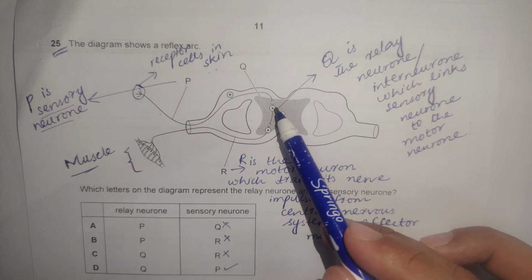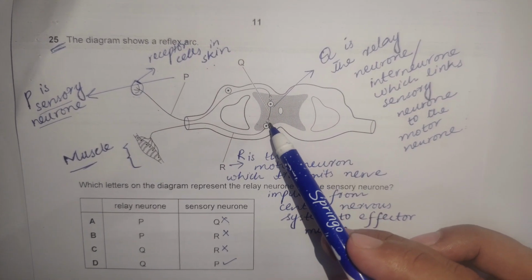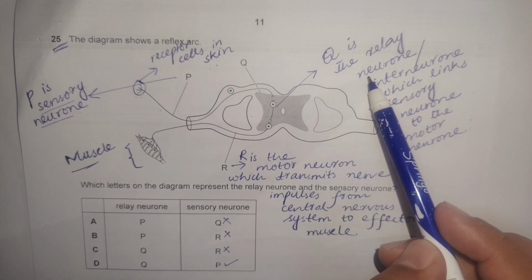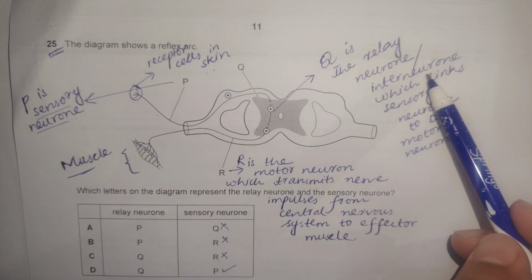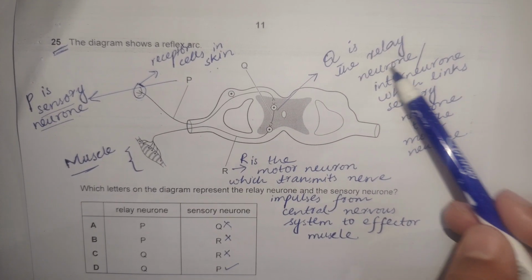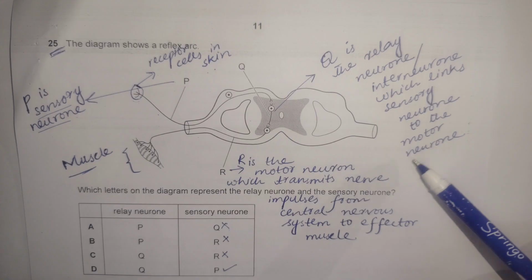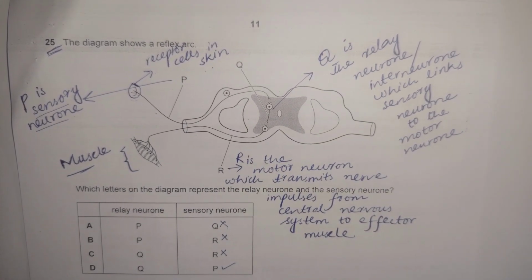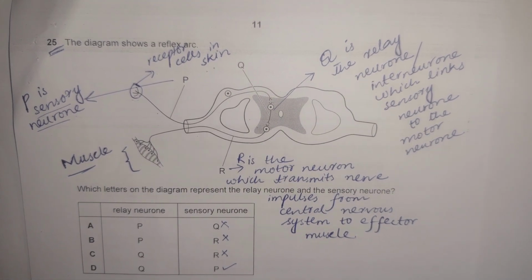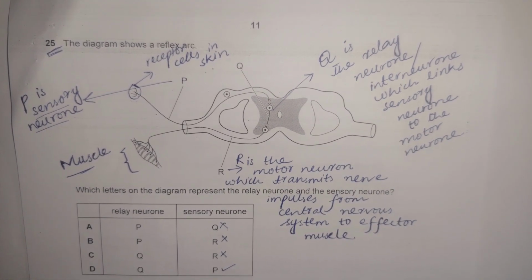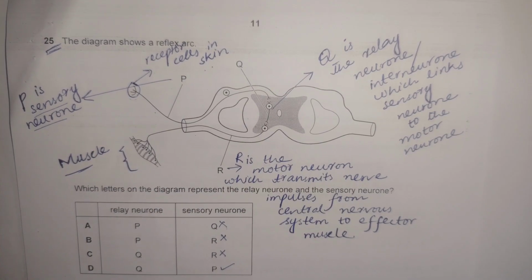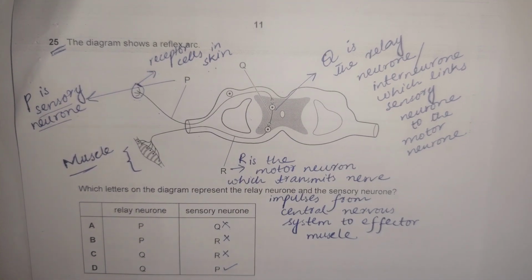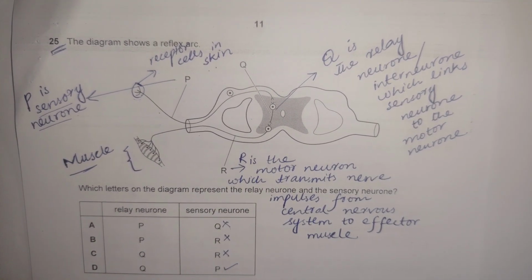Q. If you see that this has been disconnected from here and also disconnected from here, so Q is the relay neuron, or interneuron, because relay neurons link sensory neuron to the motor neurons. All of this information students learn when they are understanding the concepts in the book. If you want to learn those concepts, you can write in the comment section and I will teach you in detail, and you will obviously love that and you will understand the best of the best.